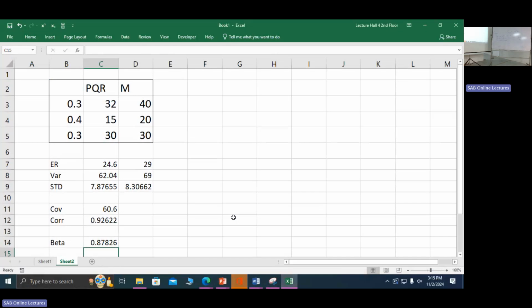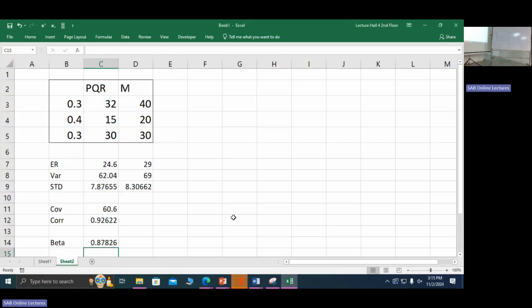Now here beta is 0.87. What can you say about the systematic risk of the PQR company? The beta coefficient is 0.87. So what is the interpretation of the 0.87? How to interpret it?